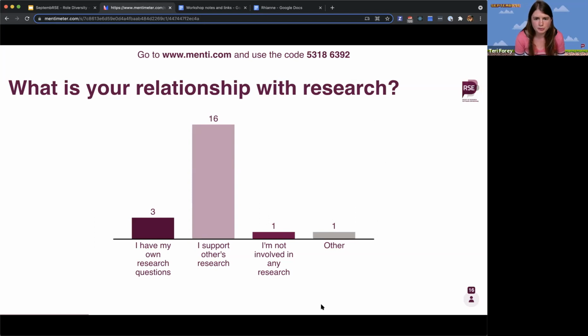Okay, so most people here are definitely supporting others' research, potentially instead of having their own research questions, which I think is interesting. And one person's not involved in any research.